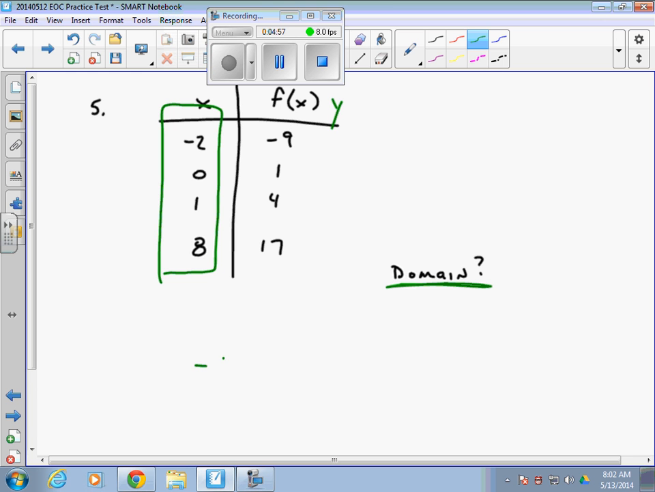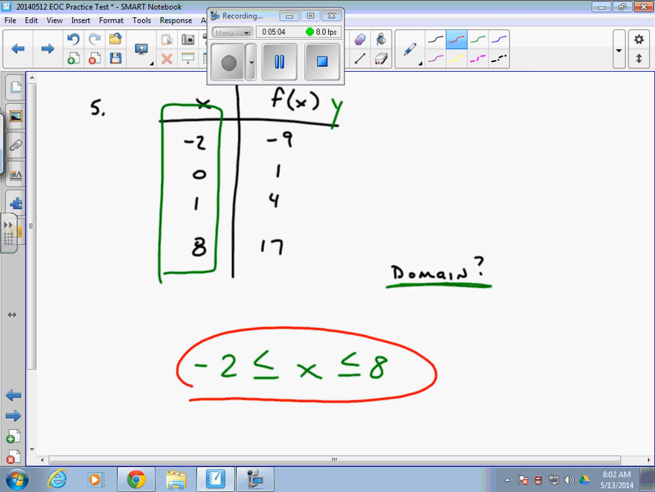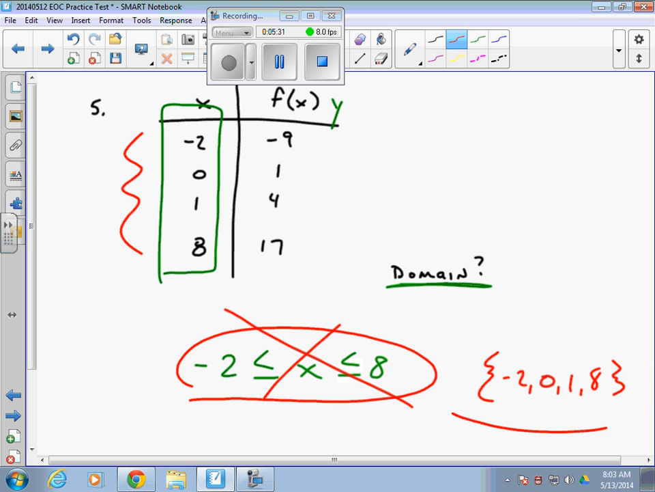One of them looks like this: -2 is less than or equal to x is less than or equal to 8. What this is saying is all of the numbers between -2 and 8. That's what this looks like. But that's not correct because it doesn't show all of the numbers between those for each of them. And since it doesn't show it, you just go with the ones that are listed. Anytime you're talking about domains, remember you have to have your little brace right there, and then -2, 0, 1, and 8. That's how you list a domain.